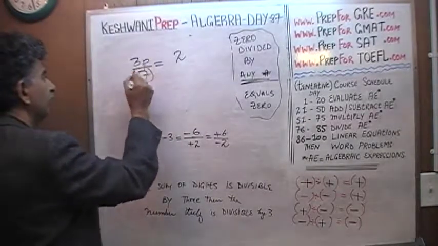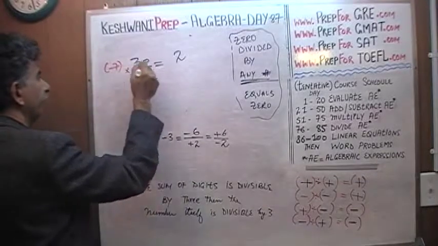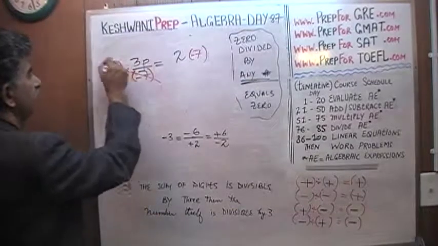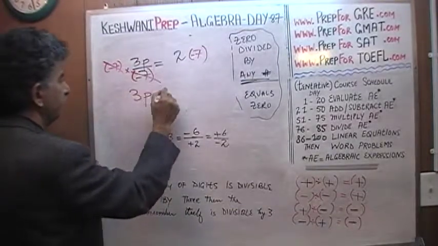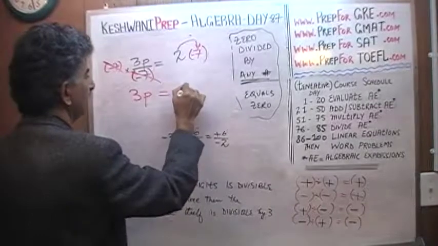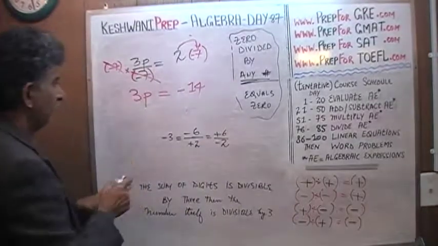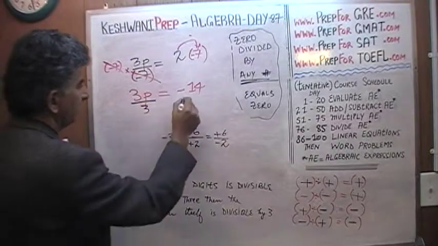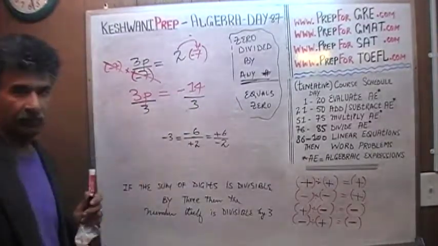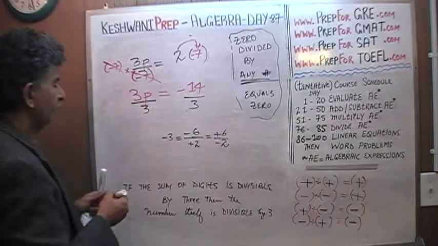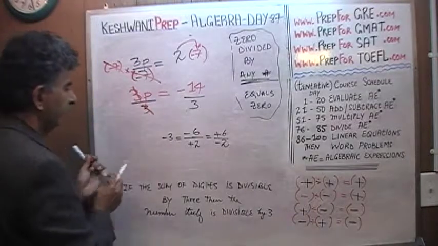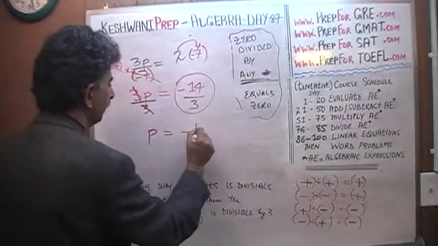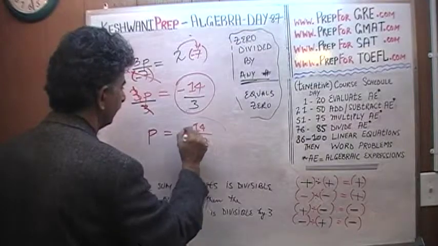Let's multiply both sides of the equation by negative 7. So this negative 7 goes out with this negative 7. We end up with 3p equals 2 times negative 7, which is negative 14. Now we have to get rid of 3. So in order to get rid of 3, divide both sides by 3. And now the top 3 will take out this 3, and we'll be left with p equals negative 14 over 3. Negative 14 over 3 is the answer.